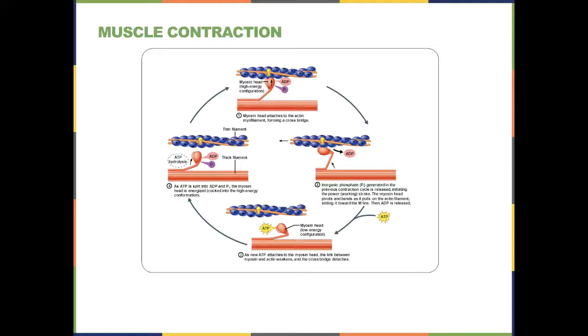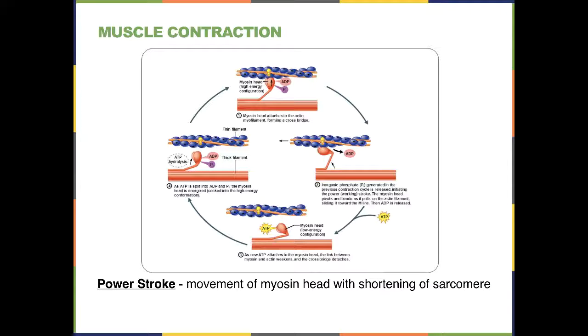Now there are 2 terms that are used here. The first of these is called the power stroke. And the power stroke occurs at number 2, when the myosin head moves with the loss of ADP and phosphate. And this leads to the shortening of the sarcomere. The other is the return stroke, and the return stroke occurs at number 4, where the ATP is split and the myosin head is recocked in a high energy position. That's the return stroke.